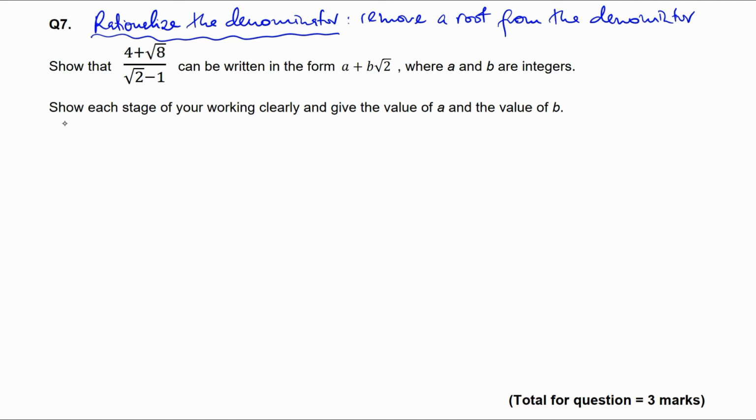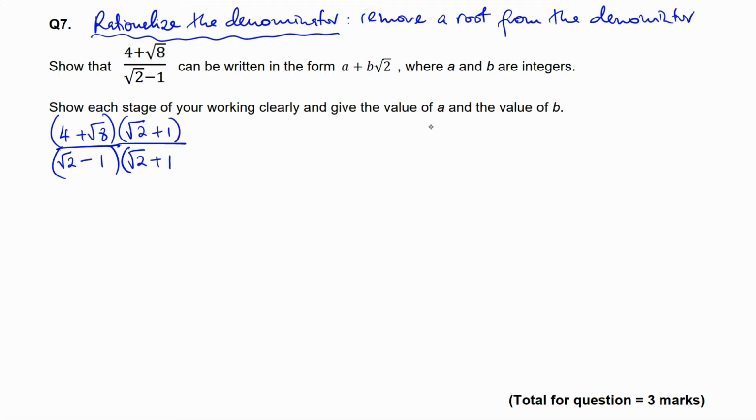So basically, this is what we have in the question. To get rid of the square root from the denominator, we multiply square root of 2 minus 1 by square root of 2 plus 1. And this is the reason why.